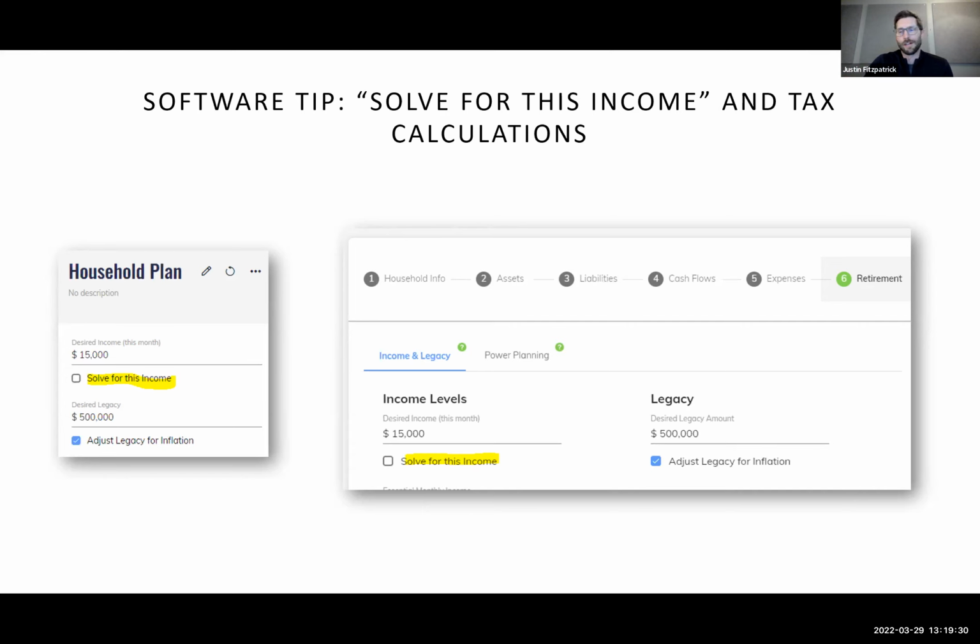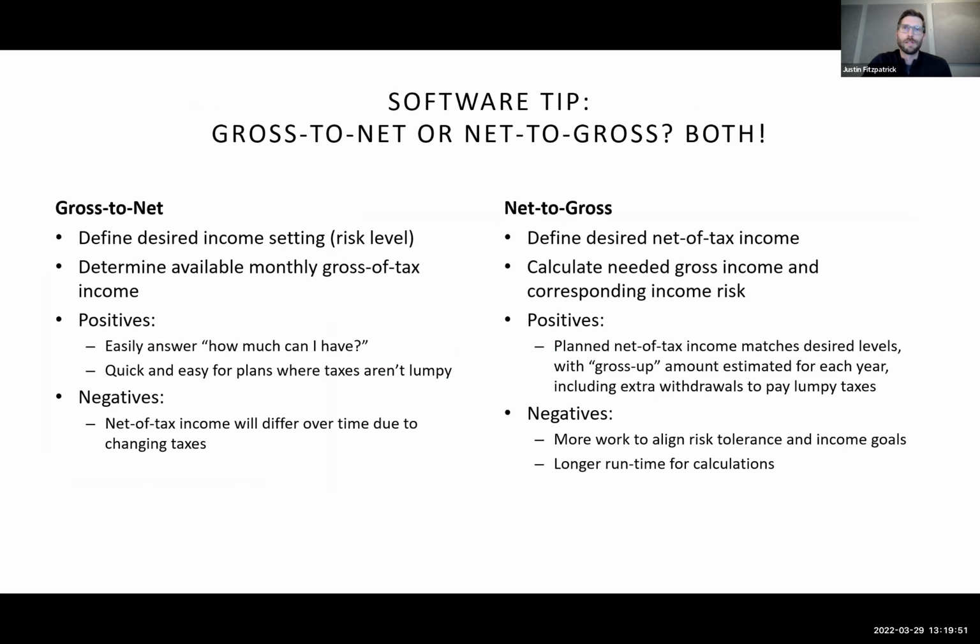your preference on how likely you would like it to be that there's an income cut at some point, right? So that's income risk. You can also define how much income you want, and the system will figure out the income risk. So this is called solve for this income. Now, this actually does have an effect also on how you do tax calculations in Income Lab. So for tax purposes, the how much can I afford approach does gross to net tax calculations. If you click solve for this income, it does net to gross.